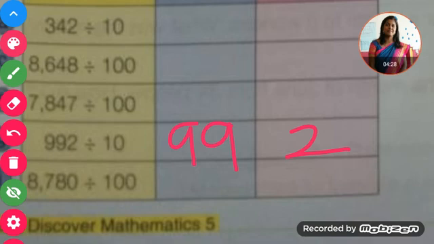Keep in mind two things, children. If a number is divided by 10, its ones digit becomes the remainder, and the other part becomes the quotient. Example I already told you: here we have taken 992 divided by 10. The ones digit is 2, and the remaining digits are 99. So 2 becomes your remainder and 99 becomes your quotient. I hope you have understood this clearly. When a number is divided by 100, the tens place and the unit place together become your remainder.